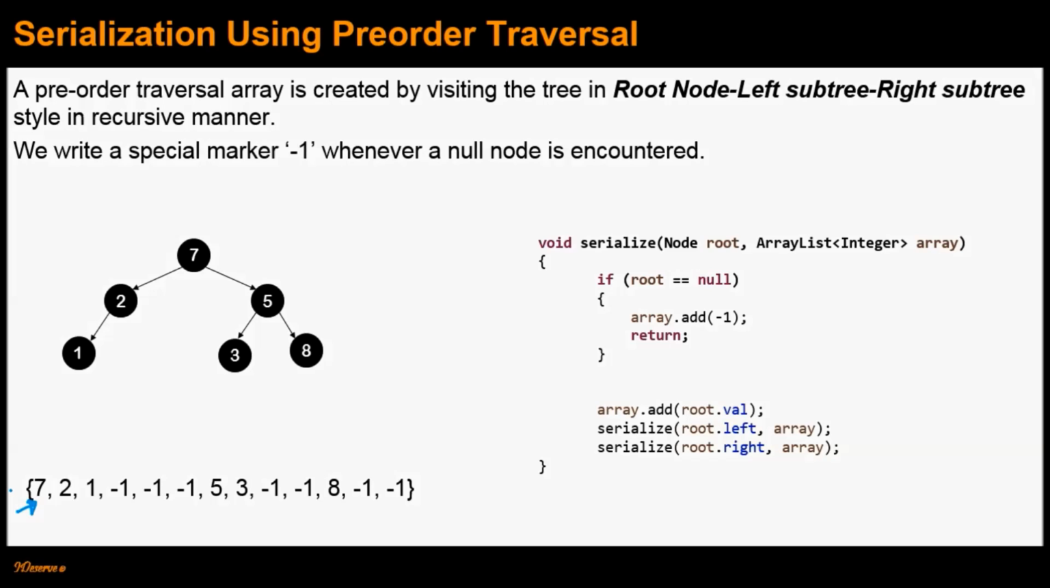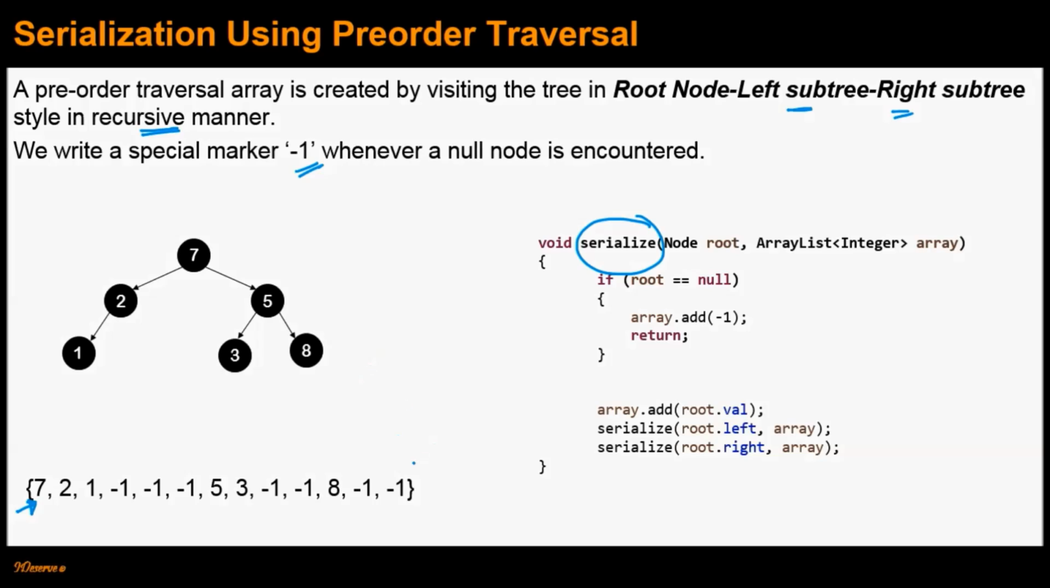First we visit the root node, then we visit the nodes in the left subtree and then in the right subtree, which is done in a recursive manner. We are writing a special marker of -1 to indicate a null node. Okay, so this completes the serialization process. The serialization is relatively easy.